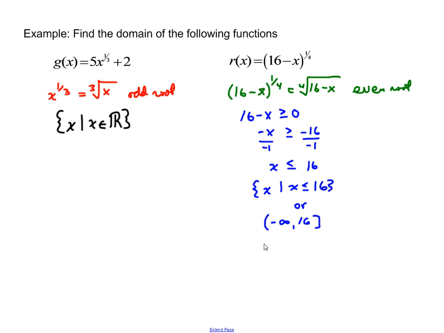All right, so another couple of quick examples on finding that domain. More in the next video.